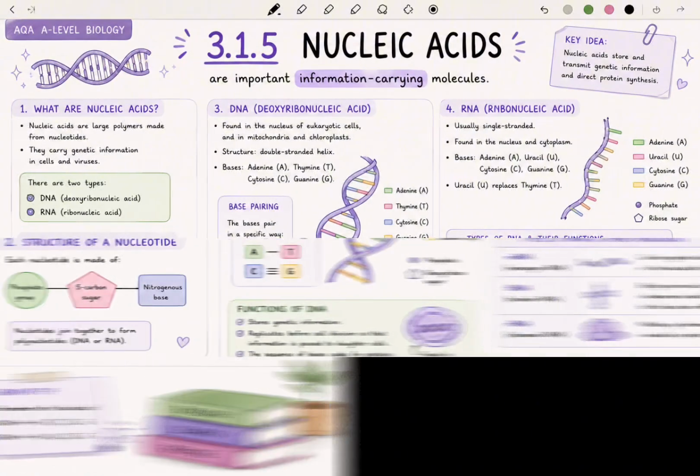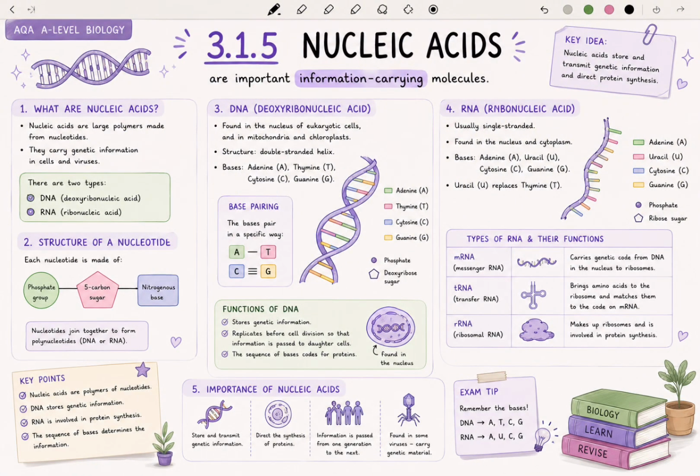Next, we move on to nucleic acids, which are some of the most important information-carrying molecules in all living organisms. Nucleic acids are biological polymers made from monomers known as nucleotides, and their primary role is the storage, transmission, and expression of genetic information. There are 2 major types of nucleic acid that you need to know for A-level biology: DNA, which stands for deoxyribonucleic acid, and RNA, ribonucleic acid. Before looking at DNA and RNA individually, it's important to understand the structure of a nucleotide.